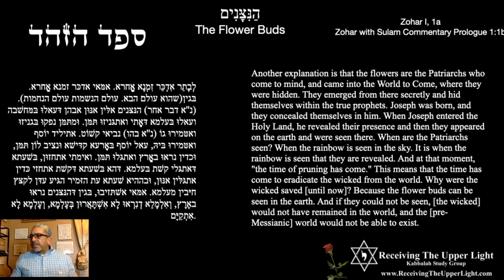Another explanation is that the flowers are the patriarchs who came to mind, and came into the world to come, where they were hidden. They emerged from there secretly and hid themselves within the true prophets. Joseph was born, and they concealed themselves in him. When Joseph entered the Holy Land, he revealed their presence, and then they appeared on the earth and were seen there. When are the patriarchs seen?